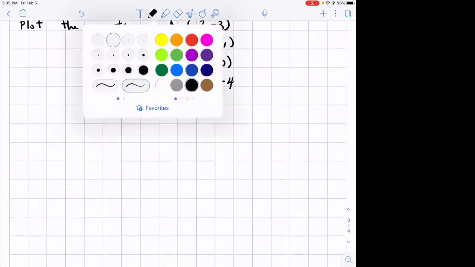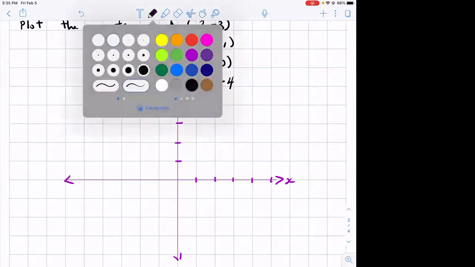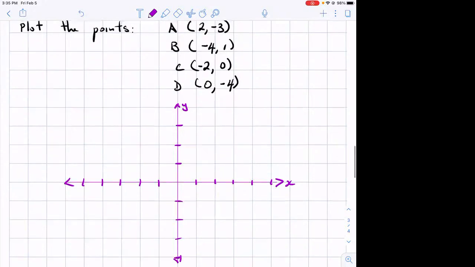So the first thing I'm going to do is make my XY axis so I can graph my points. So here's the y-axis, here's the x-axis. 1, 2, 3, 4, 5. 1, 2, 3. 1, 2, 3, 4, 5. So let's put in the numbers so we know what's going on.